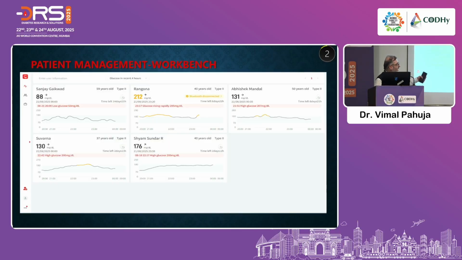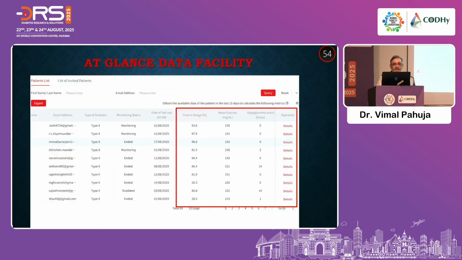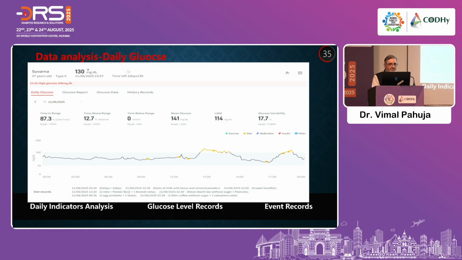And this is my workbench. These are my patients who are already on the sensors, and with one glance I can see how the sugars are being tracked for all the patients, and I can immediately click and find out who is doing what. This is an at-a-glance data facility which is not there in any other software. You can see the time in range, how many hypoglycemic events. If you want to see somebody's hypoglycemic events, you can directly go there and check what's happening with that kind of patient, and you can immediately call them and understand what was going wrong.